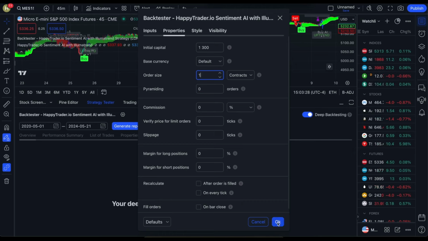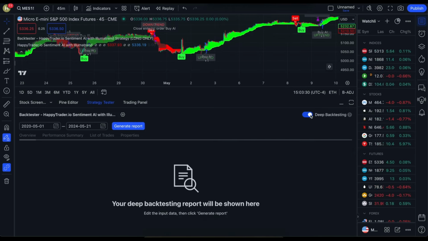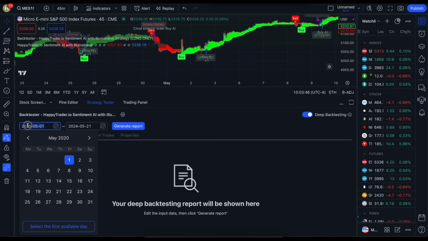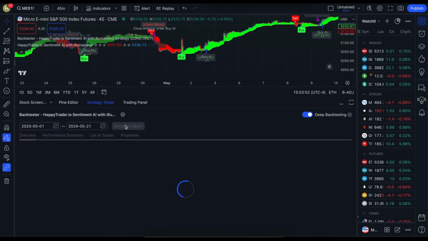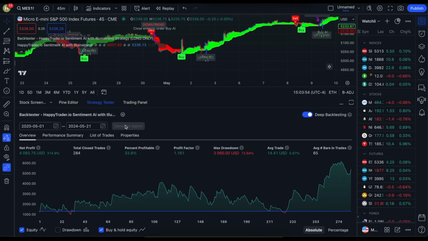We're going to be just doing the one single contract here. We have deep backtesting enabled. That's going to enable our timed backtest. We have our dates from May 1st, 2020 to May 21st, 2024. We're going to go ahead and generate our report and see how we do.